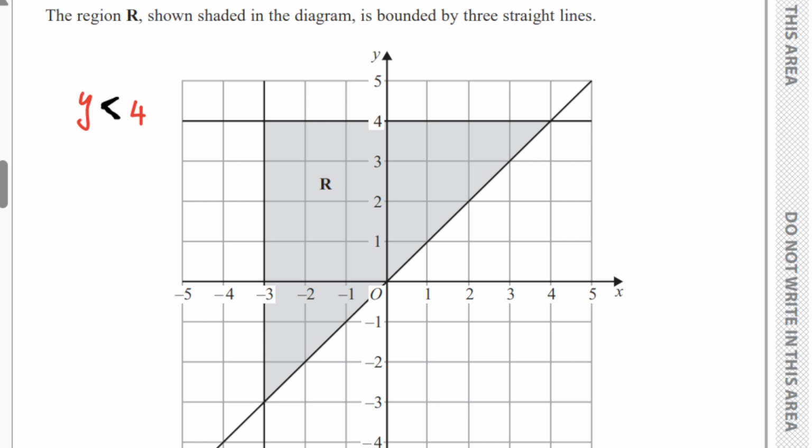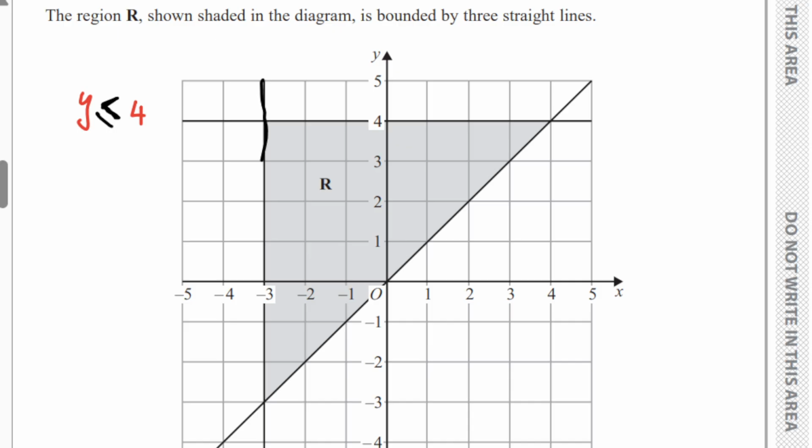Is the line dotted or solid? The line is solid, so it's less than or equals. If the line is dotted like this, it's just y is less than 4. But because it's a solid line, it's less than or equals. This is important. Now we finished one line, we need to do another 2.